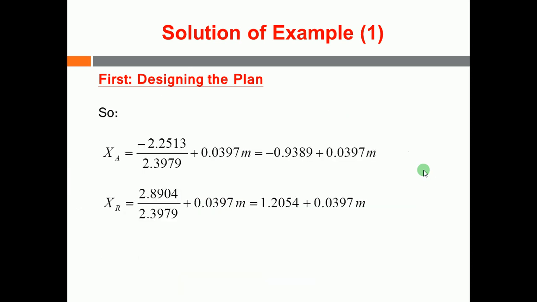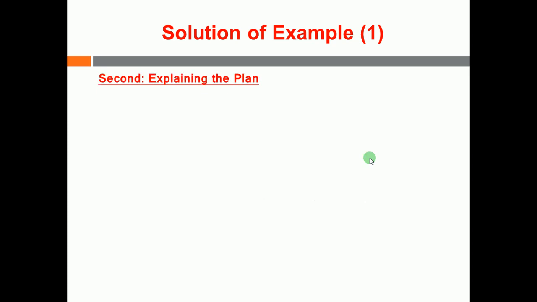Then we substitute all these values in XA and XR, so we reach their final form. Remember that XA and XR are not constant like the other sampling plans we have taken, because XA and XR depend on M, and M refers to the number of items inspected. This means that for each item I have to calculate XA and XR. This is the design of the plan.